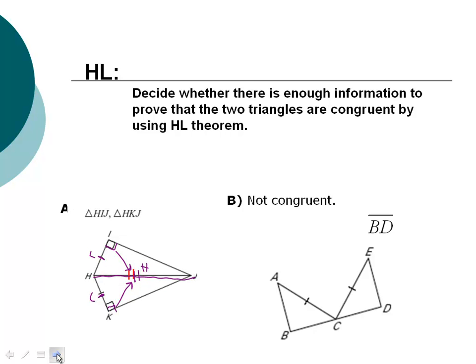This next one, we don't know that they're right triangles. It's not given to us. Since we don't know that they're right triangles, we can't say they're congruent by hypotenuse leg.